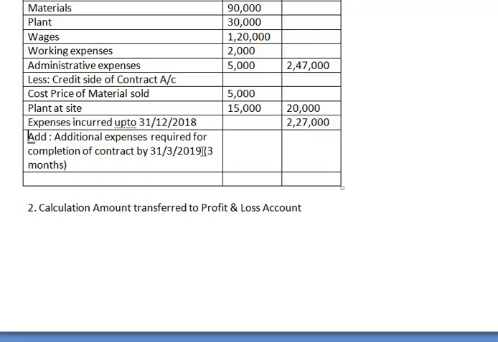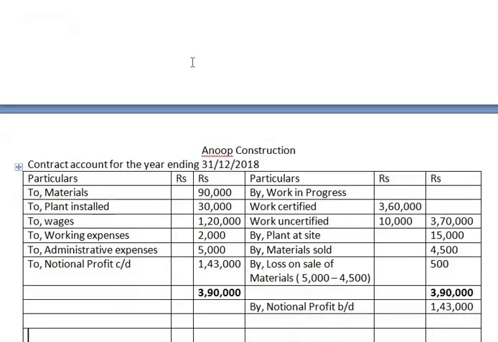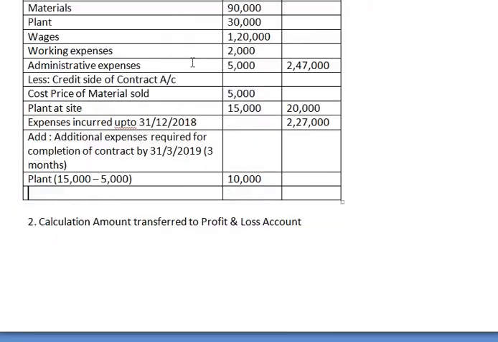Now go through the adjustment they have given. The contract would be completed in a further period of 3 months when the plant will have a residual value of rupees 5,000. The residual value we treat as scrap, so that has to be deducted from whatever plant is available at site. Here plant 15,000 is at site minus 5,000 residual value that we are going to deduct. So the plant value is 10,000.